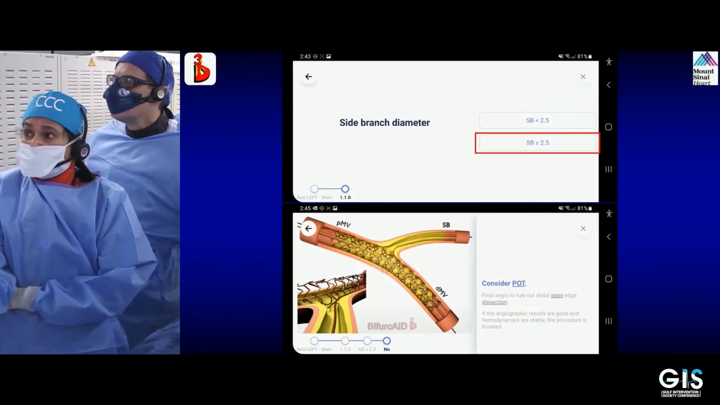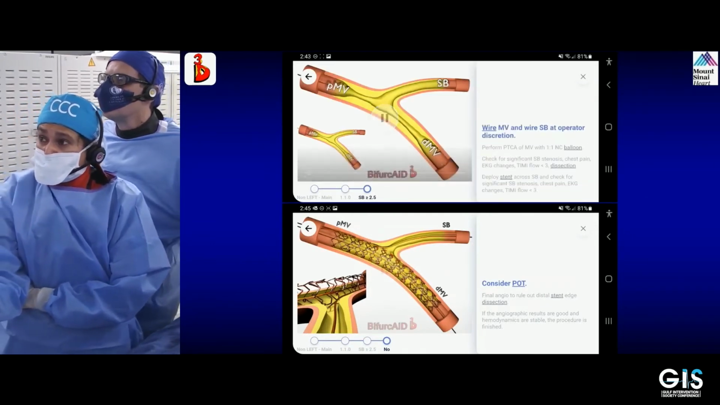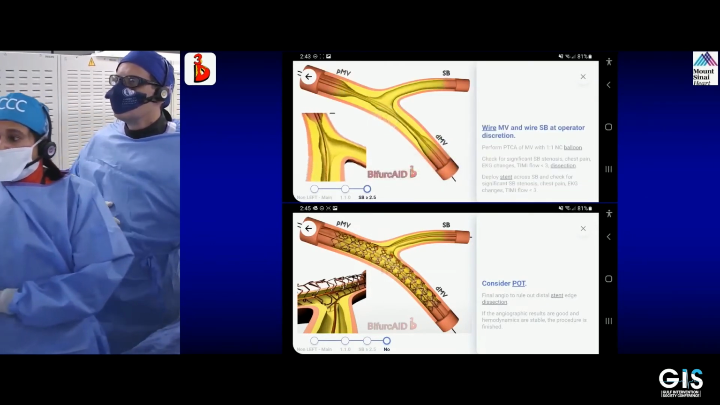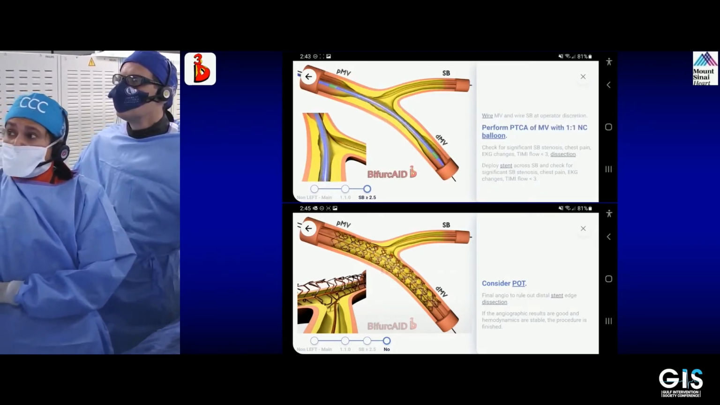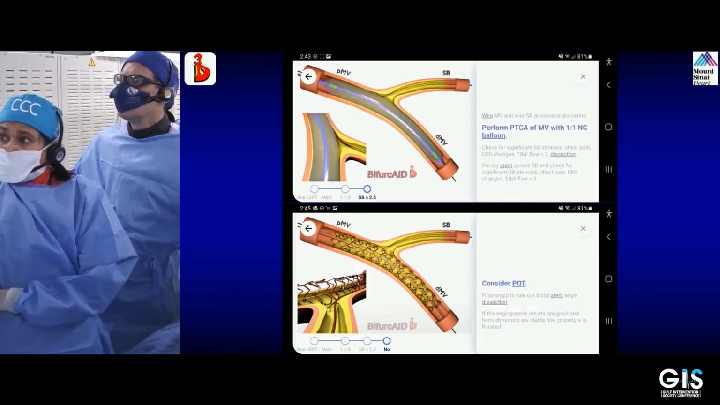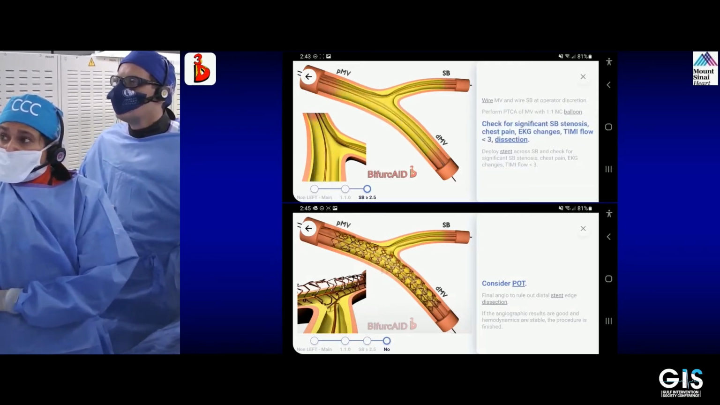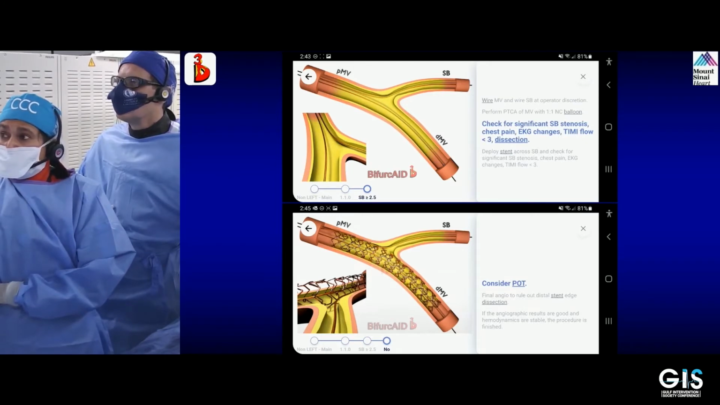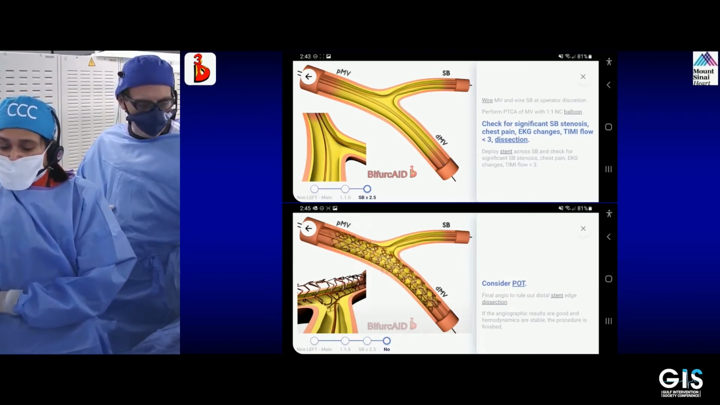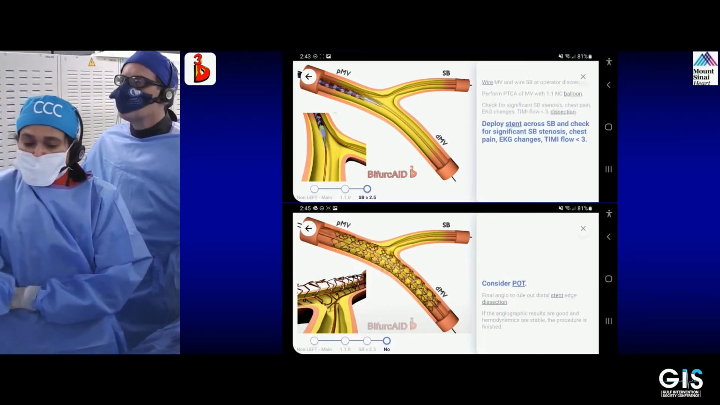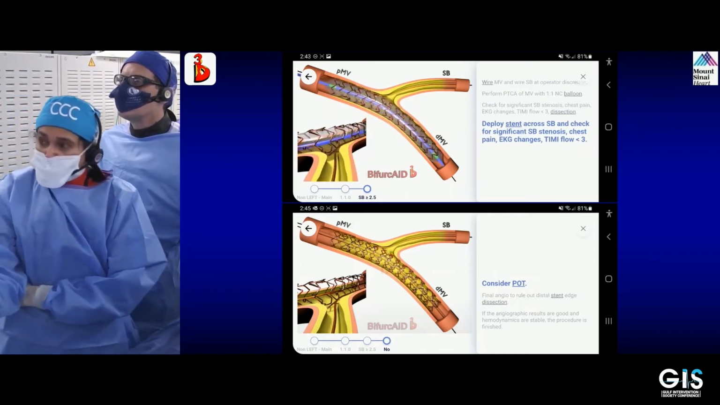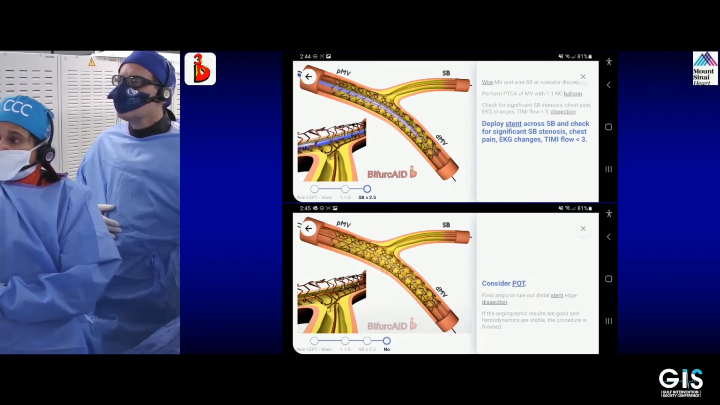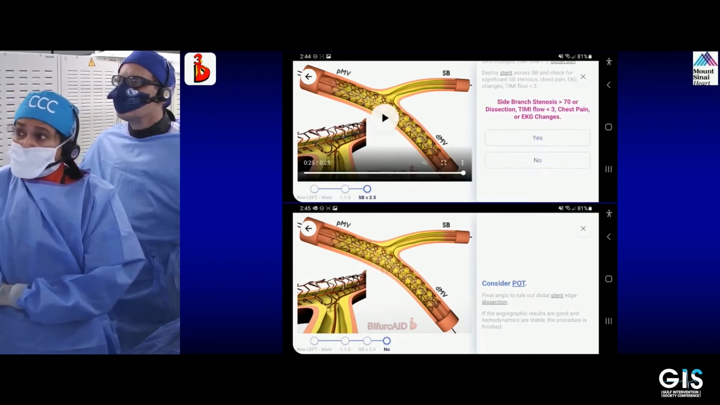Here, if you see, we decided that this is a 110, so we will do a provisional stenting. We pre-dilate the main branch, and then you make sure that there is no plaque shift into the side branch. Suppose there is plaque shift, that's the time you need to make a decision whether you want to do anything to the side branch or not. If there's no plaque shift, go ahead and place the stent in the main vessel.